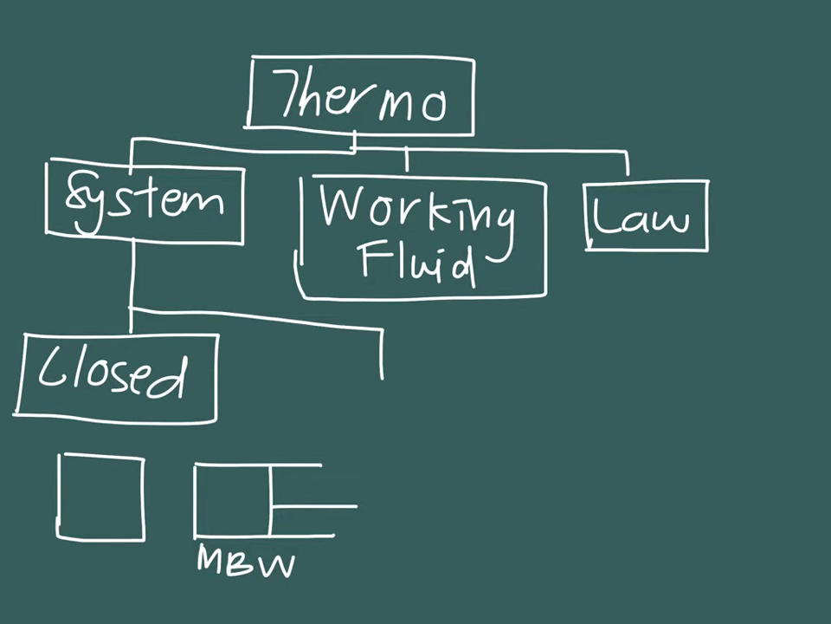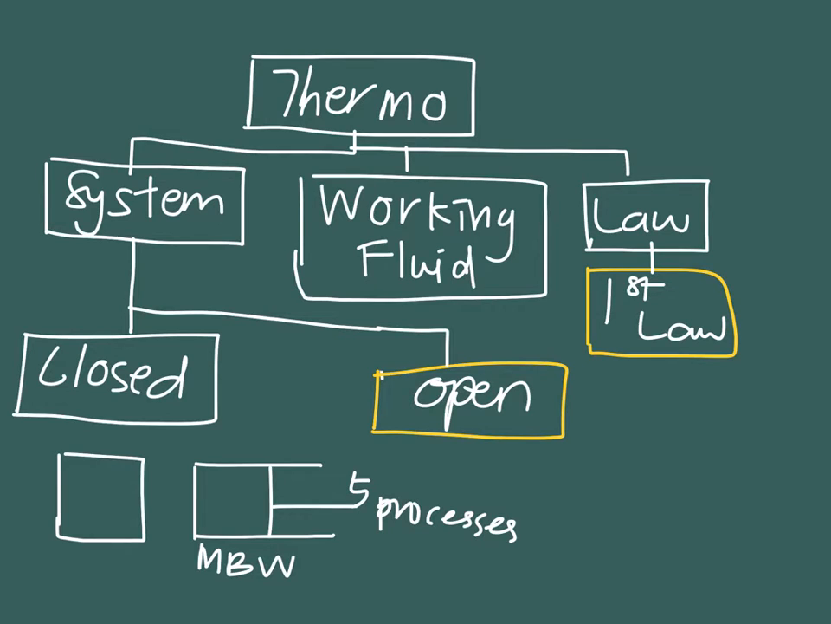Alright, so up to today, we have seen what thermo covered. The first thing you need to know about the system, and then what type of working fluid that you are using, and also the law. So for the past 4 weeks, we have seen that for closed system you have two. One is a rigid body, and another one is your moving boundary work. And as for moving boundary work, it is subjected to 5 processes, which is isothermal, isobaric, isochoric, polytropic, and also adiabatic. So in this video, we are going to continue about open system and how we are going to apply your first law inside your open system.